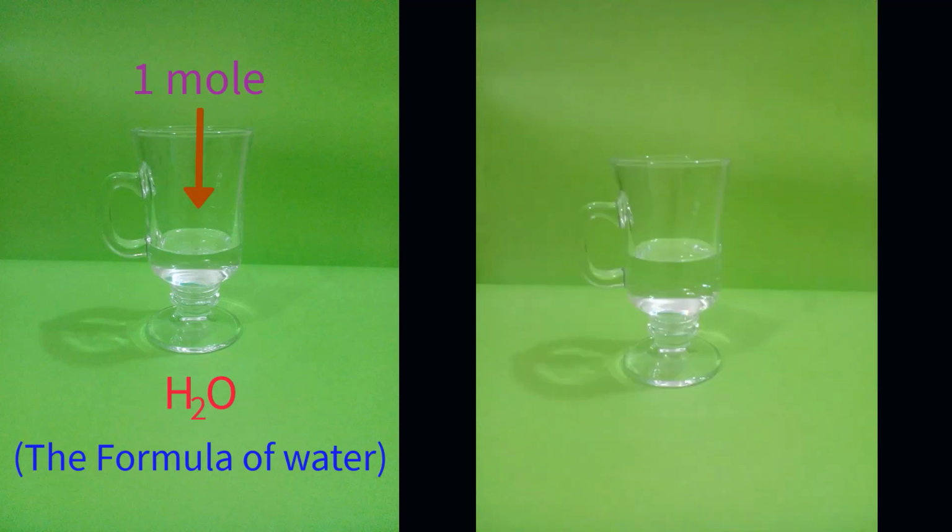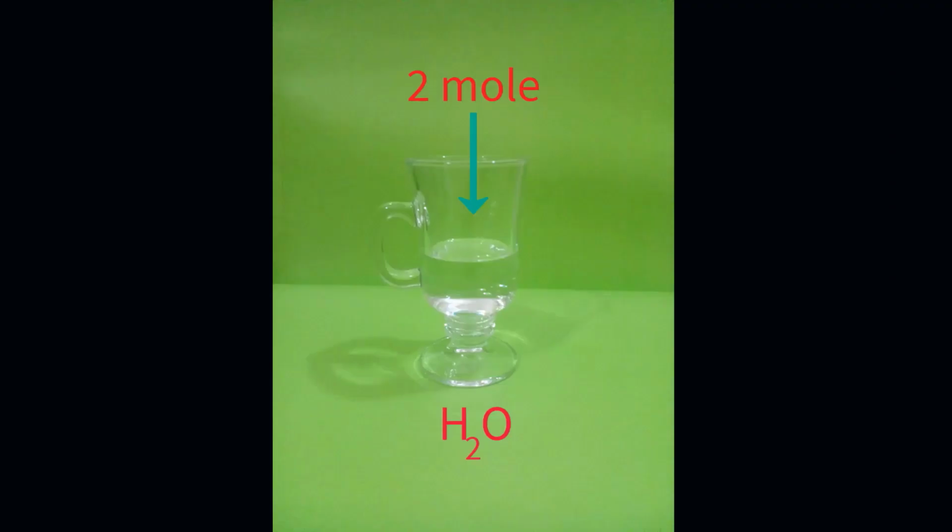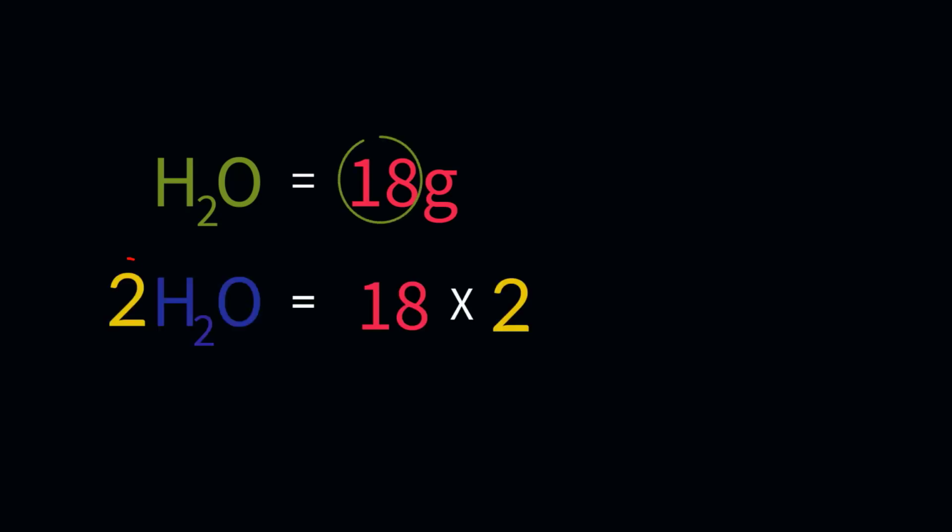Again, see, there is the number 2 here before the molecular formula of water. So we can say that there are 2 moles of water here. Now, the question is how we can measure 2 moles of any substance? We will just multiply 2 with the molecular mass in gram units of that substance. A little earlier we got 1 mole of water equals 18 grams. Therefore, 2 moles of water will be 18 into 2, that is 36 grams.